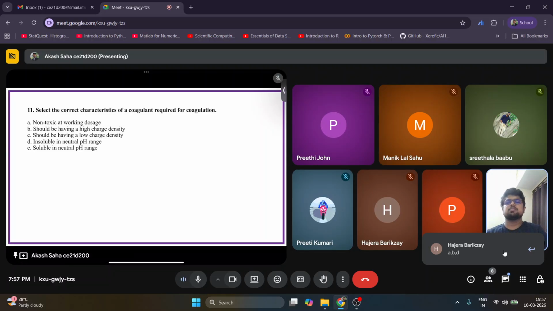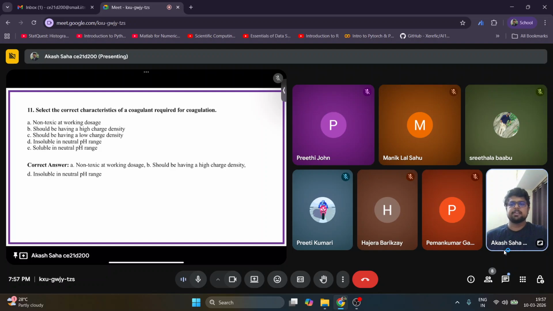So definitely the coagulant should be non-toxic. That is very obvious. Then it should be having a very high charge density, right? Because it has to neutralize. So high charge density should be there, and definitely it should be insoluble. Okay, it should be insoluble. So at neutral pH range. So A, B, and D are correct.